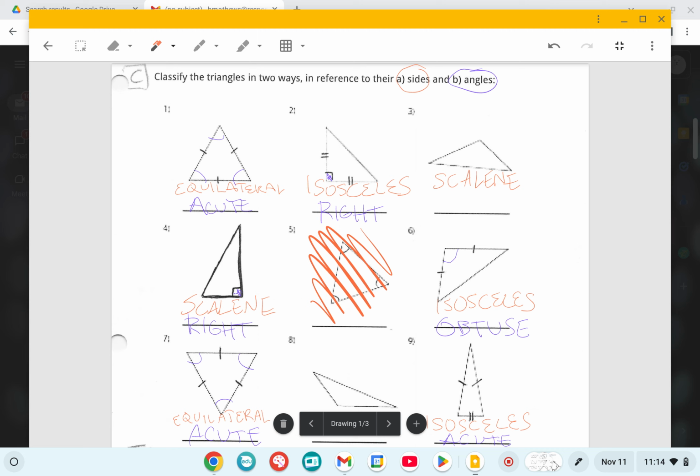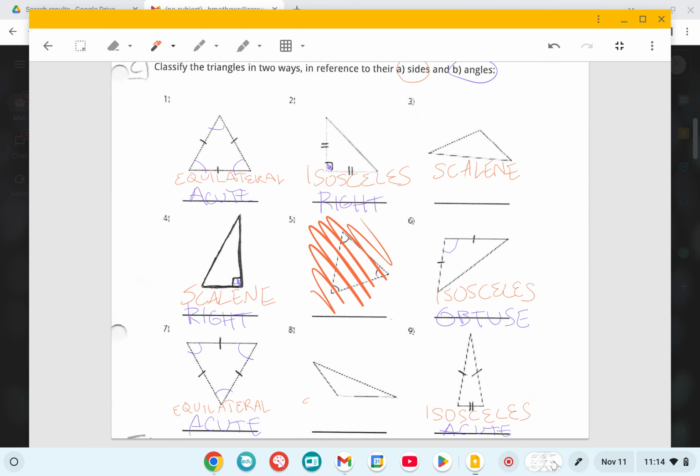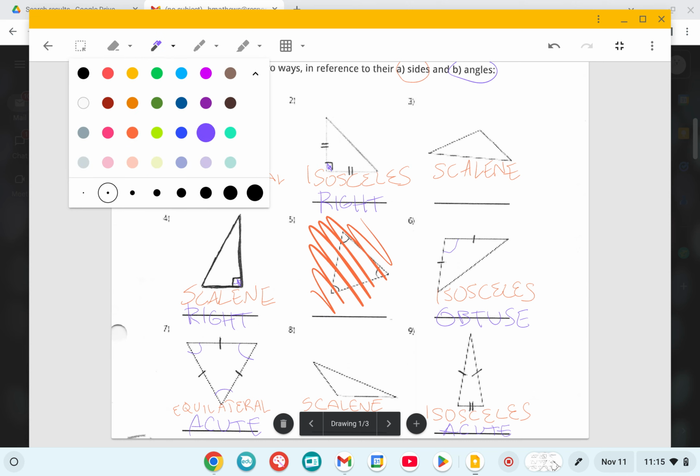And then that also is true of number 8. I'm going to have to squeeze in my, there we go. This is going to be scalene as well. Again, no markings is indicative of the fact that there is no 2 that are the same length.